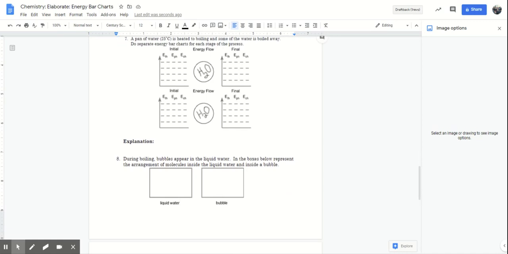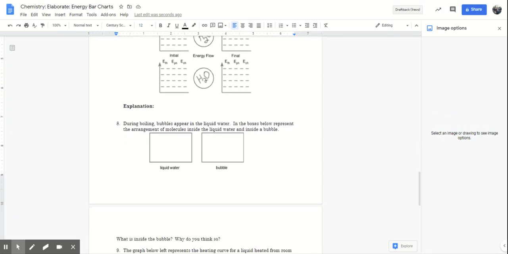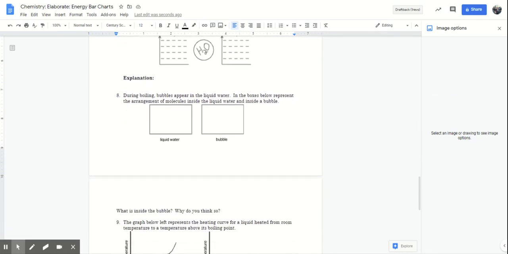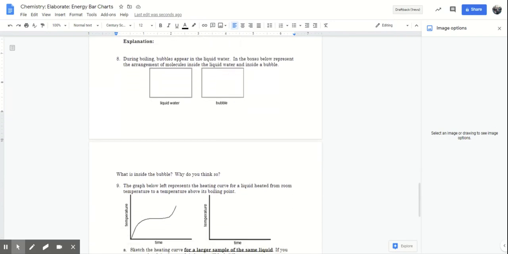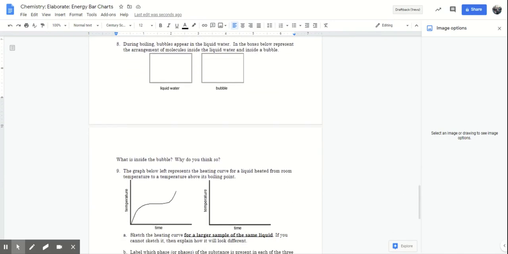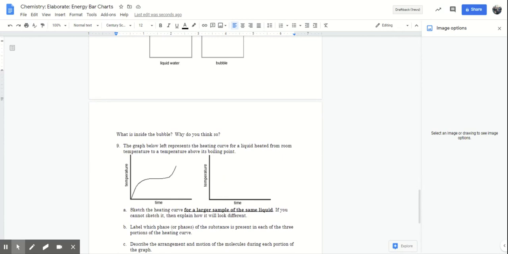And then here is a question about your boiling water. Okay, what's inside of the bubbles? Why do you think so? And then this last question, everyone's going to see a question similar to this. What is going to happen to this curve right here if I increase the amount of substance? Now, this is going to lead into your final project for this unit, which you're going to be working on on Friday.